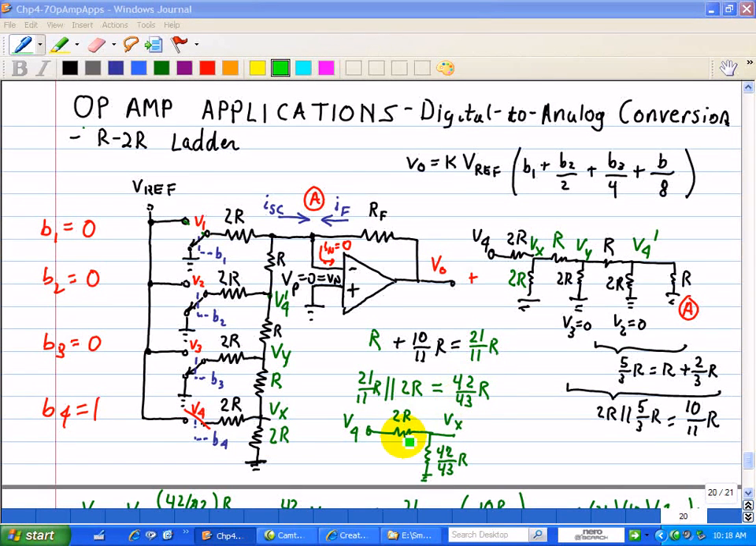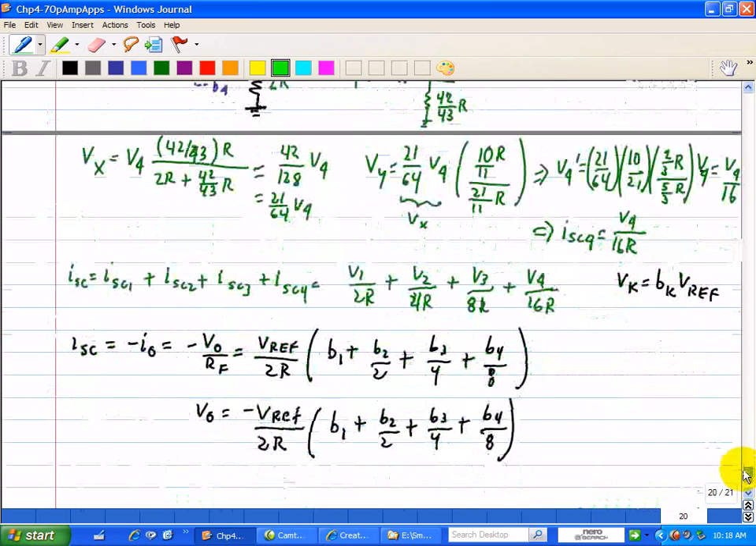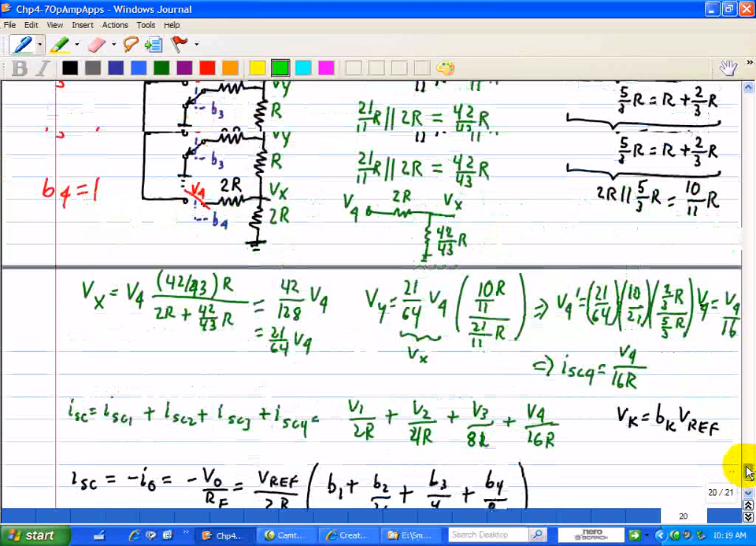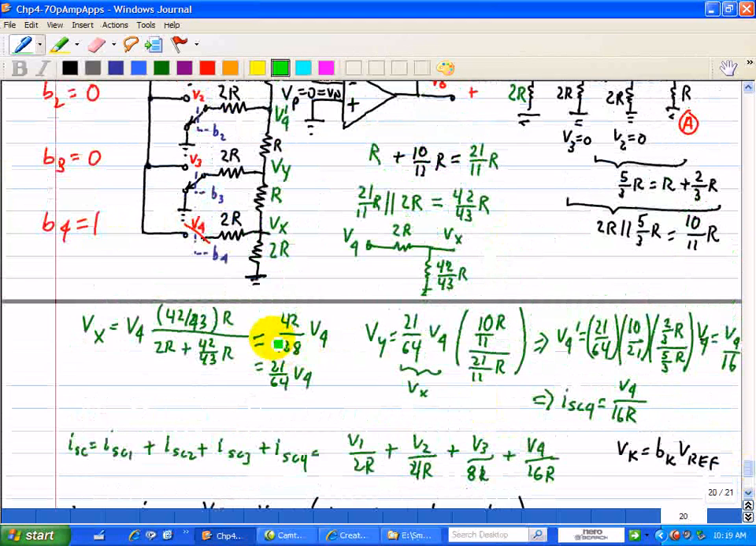Now we can use a voltage divider. V4 times 2R divided by this resistor network of 42/43 R. So here's our voltage divider. That will give us Vx right here. Alright. And when you finish this algebra calculation, we have 21/64 V4.